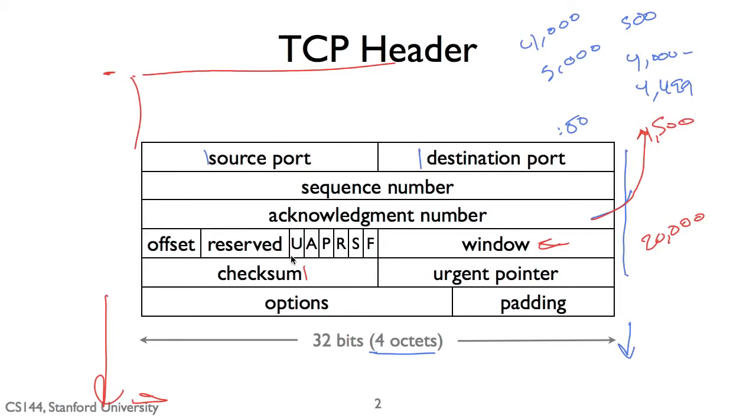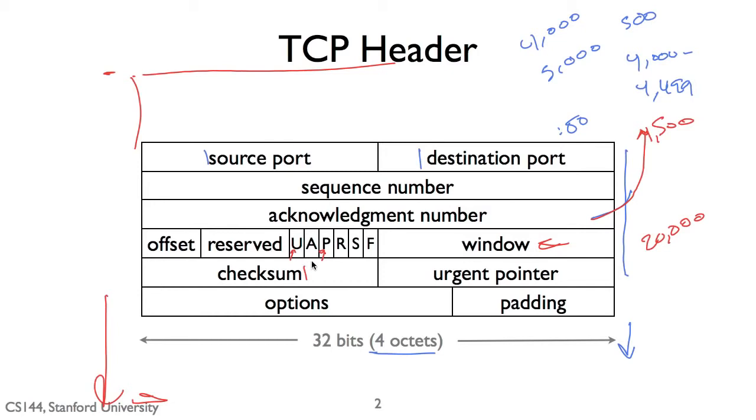So these bits here, U, A, P, R, S, and F, are control bits. Let's start with some of the less common ones. There's U, which is the urgent bit. That means that this data is particularly urgent, so let's get it to the application quickly. Then there's P, which is the push bit. The push bit says, please push this data to the receiving application.